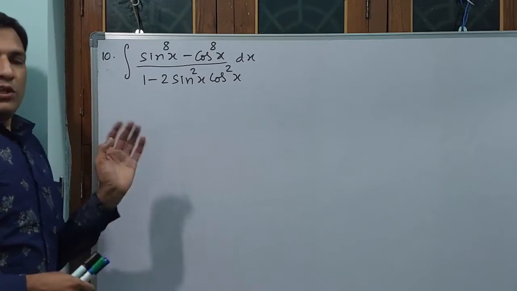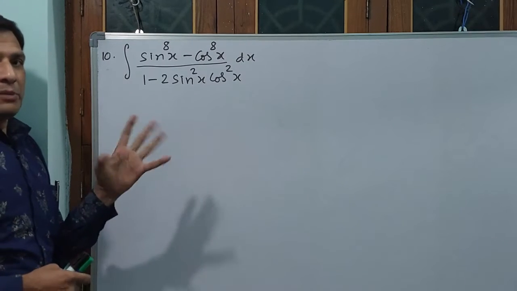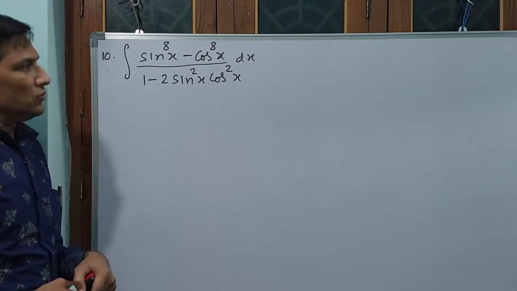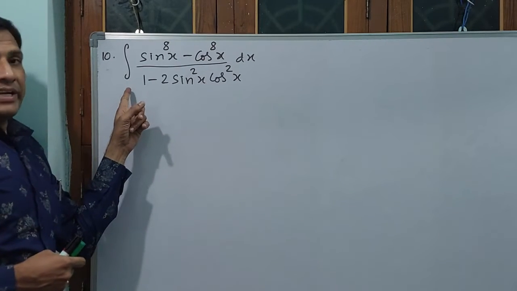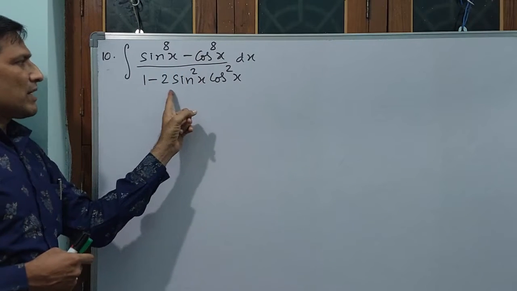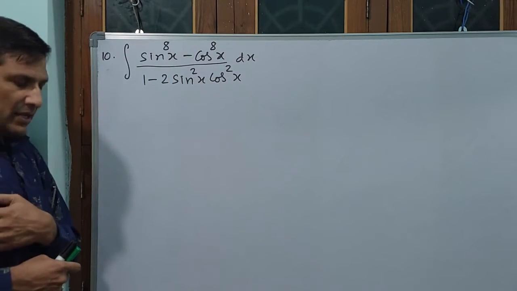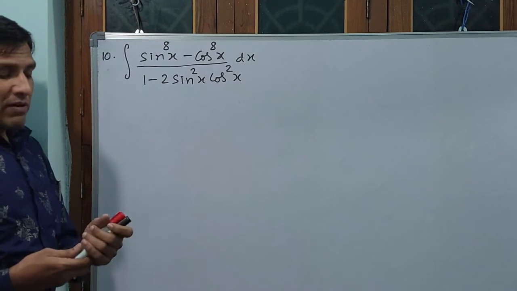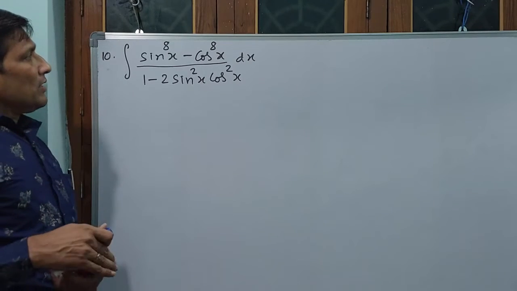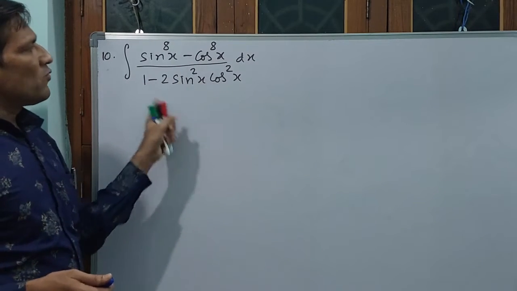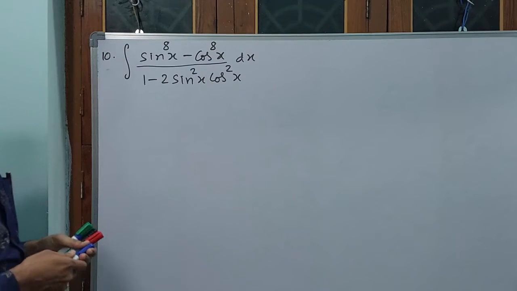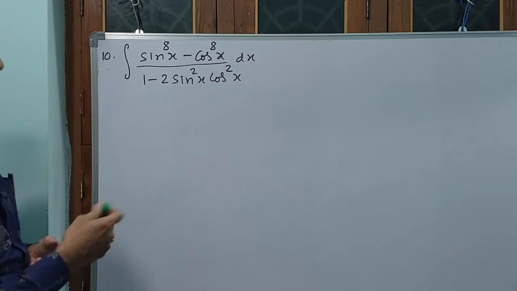Question number 10. This is a little bit bigger question. One time we have to rub the board also, I think. Integral of sin to the power of 8x minus cos to the power of 8x, divided by 1 minus 2 sin square x cos square x. See how to convert this, and observe a little bit carefully. Let it be, whatever it may be. See what I am doing now.